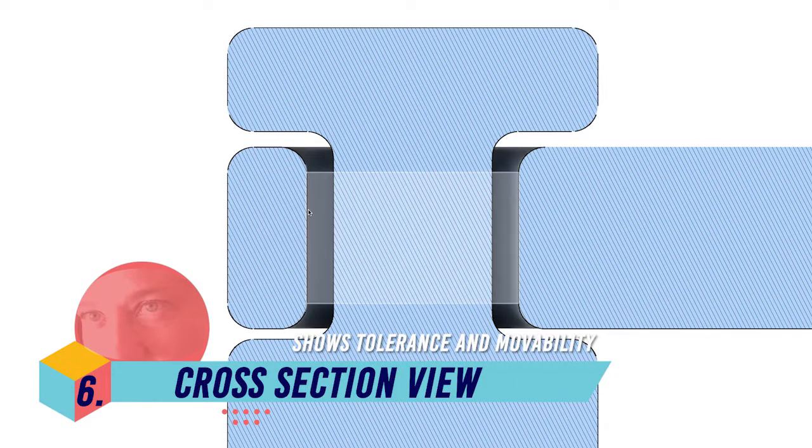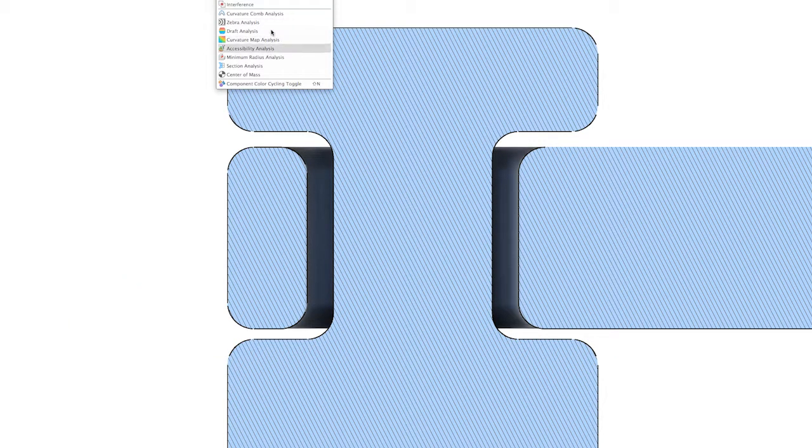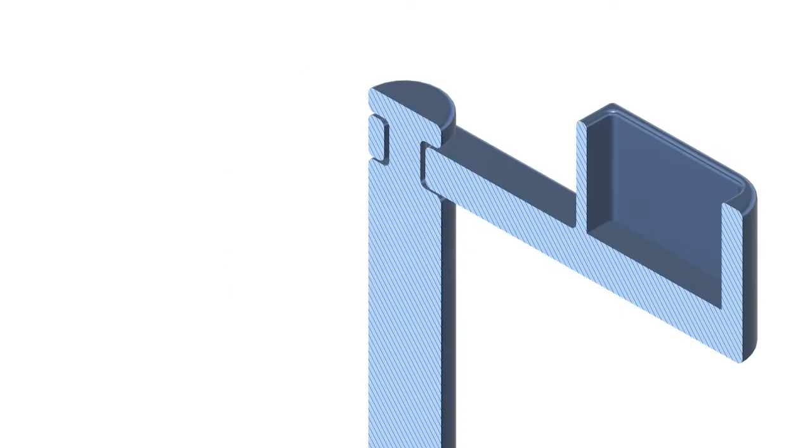The cross-section shows us clearly that this device now is parametric, and it does have tolerance built in on both the left and right sides of the center part of the handle that will allow rotational movement. And this is going to be fantastic.